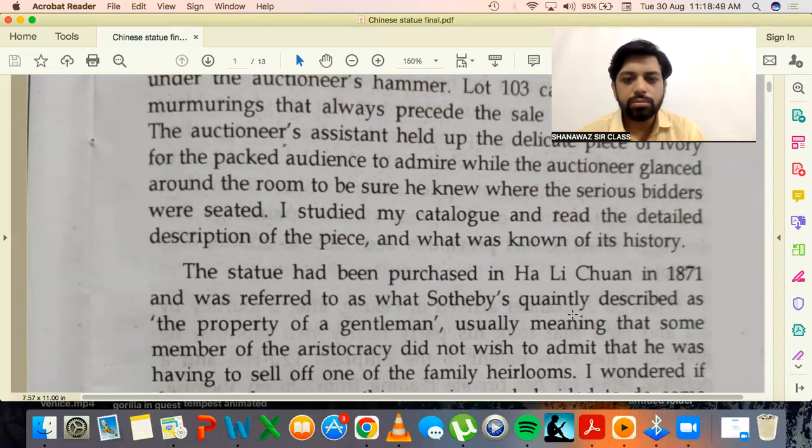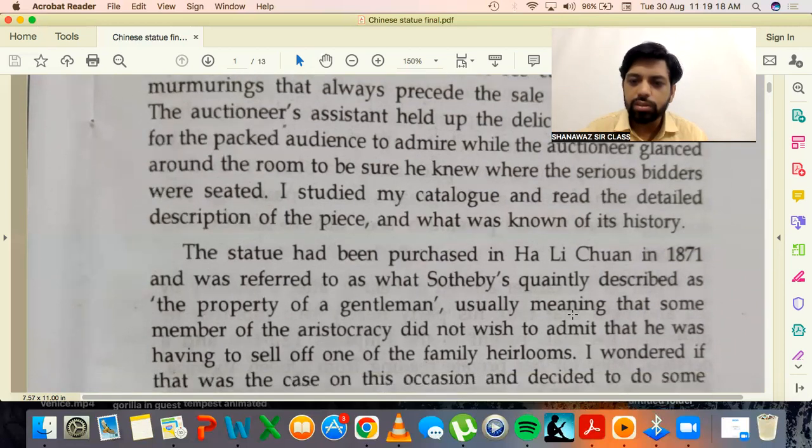Usually meaning that some member of aristocracy did not wish to admit that he was selling off his family heirloom. तो ये नॉर्मली तब लिखा जाता है प्रॉपर्टी ऑफ ए जेंटलमैन जब कोई आदमी, अमीर आदमी, करोड़पति आदमी, एरिस्टोक्रेटिक आदमी, खानदानी आदमी अपने फैमिली का कोई सामान, निशानी बेचता है तो वो छुपाना चाहता है, because ये तभी बिकता है when the family is in a very dire situation, in a very bad financial situation.